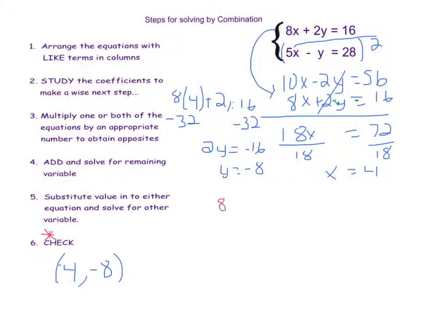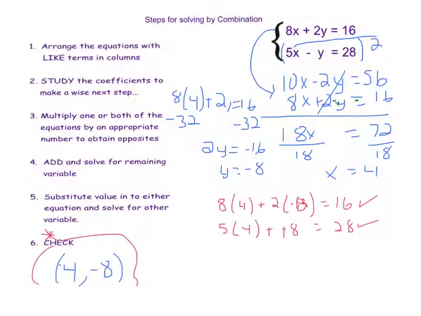So the first one, 8 times 4 plus 2 times negative 8. That's 32 plus a negative 16, which does equal 16. That one checks out. And 5 times 4 minus a negative 8. That should equal 28. So 20 plus 8 is 28, so we know that we did this correctly.